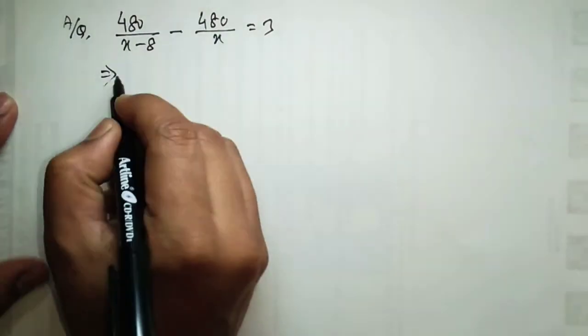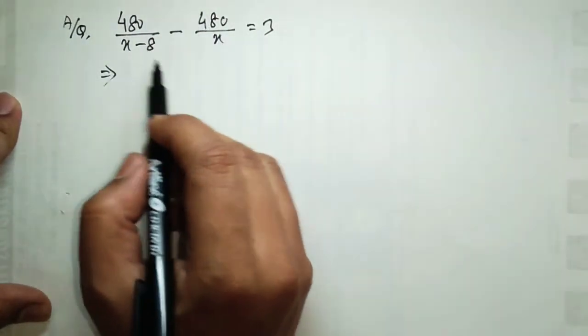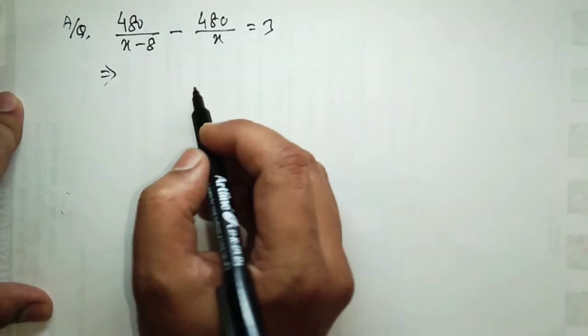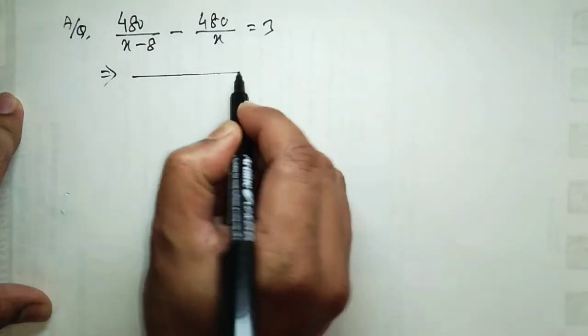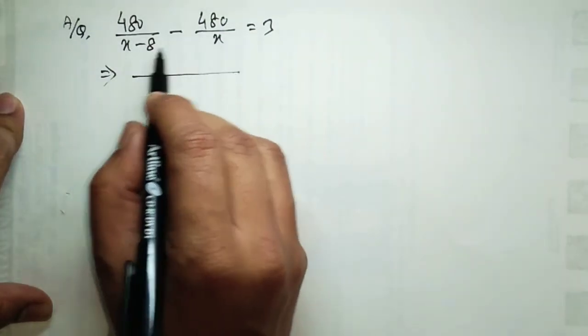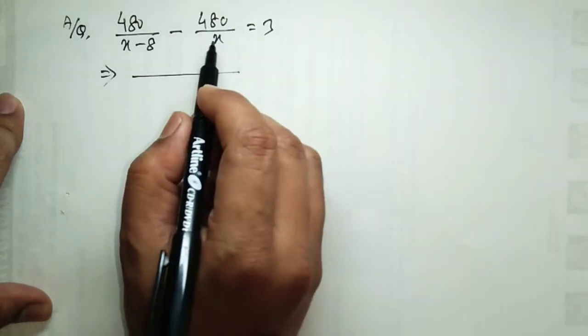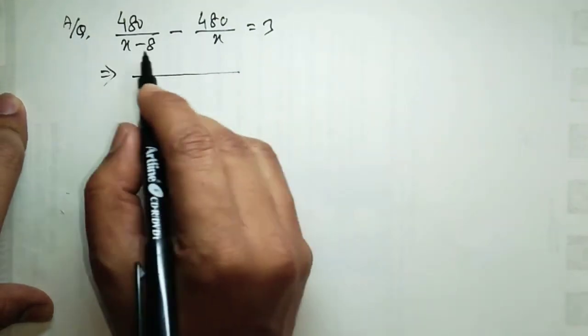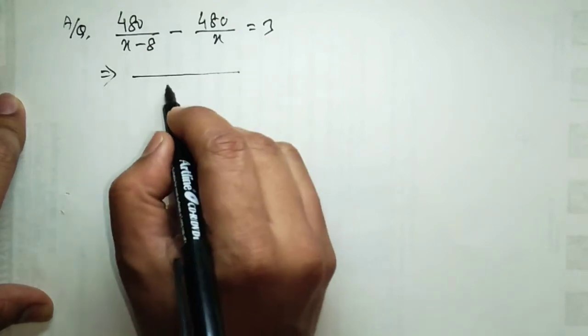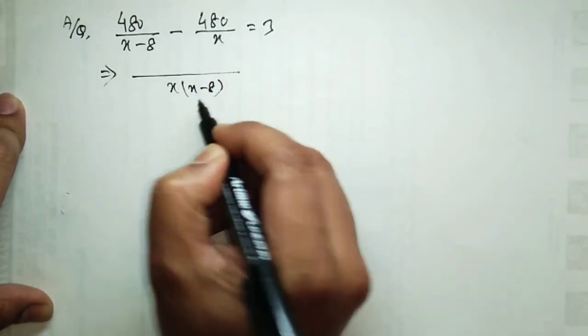Now we need to simplify this equation to get the required quadratic equation. All right. Now the remaining part is only simplification. Here the denominator is x minus 8. Here the denominator is x. The LCM of both the denominators will be simply their product, x into x minus 8.